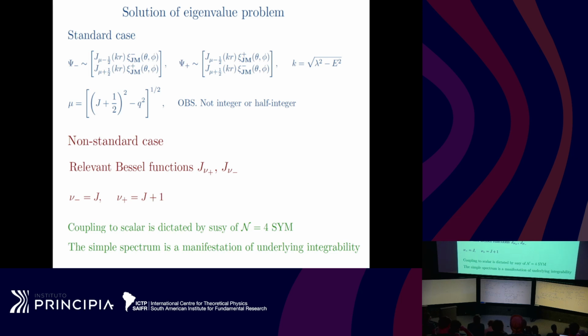So in the standard monopole potential, you have some wave functions which involve those spinor spherical harmonics, and then some Bessel functions which are indexed by a quantity mu, which takes this form here for general j, and which again is in general an irrational number, not very neat. But when you couple to the scalar field, it turns out that the relevant Bessel functions, again, they become not half-integer valued, but integer valued. And again, this simplification is something which is dictated by the supersymmetry of N=4 super Yang-Mills, and which is a reflection, I believe, of the underlying integrability of the model. Okay.